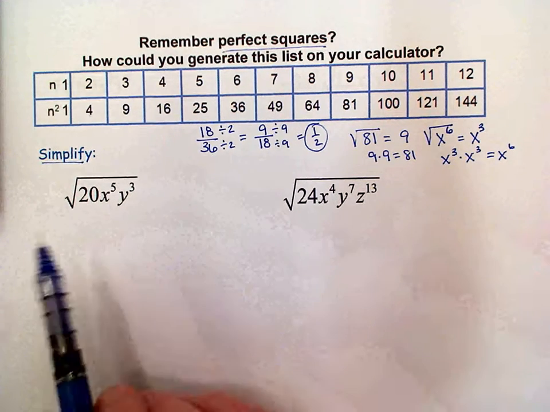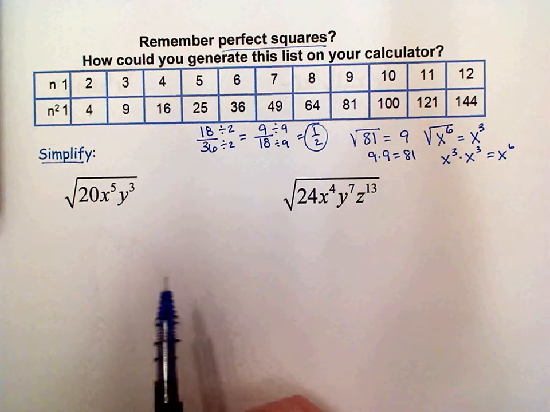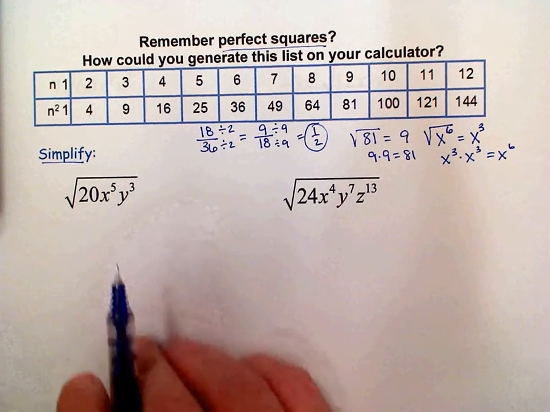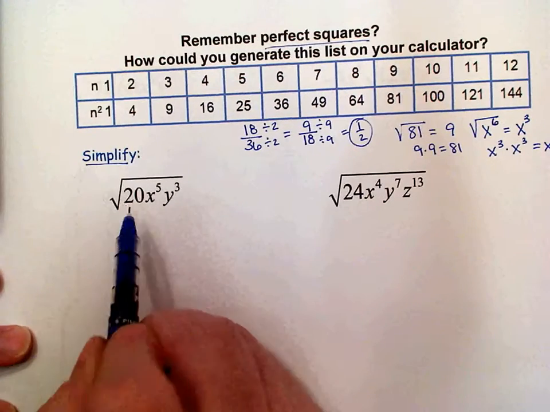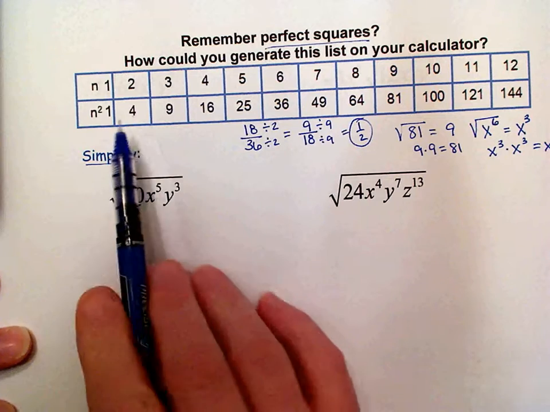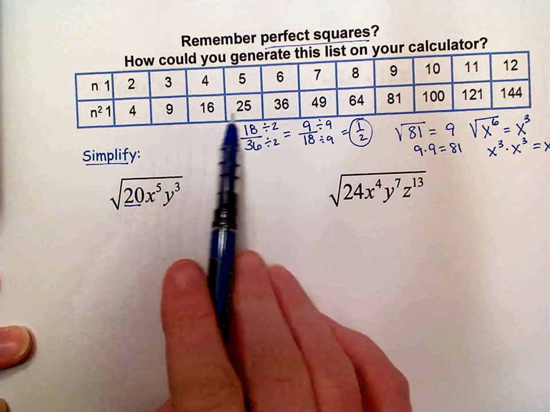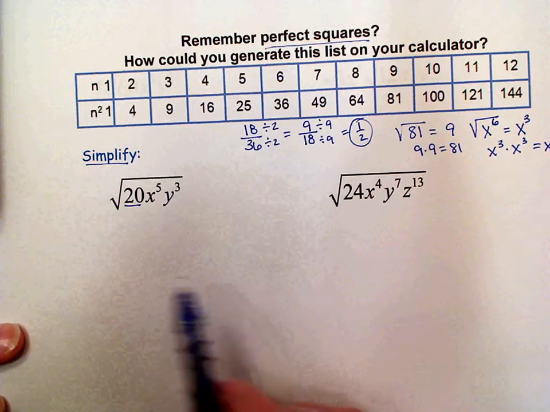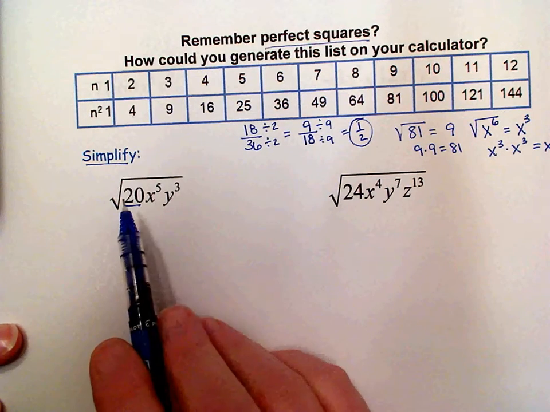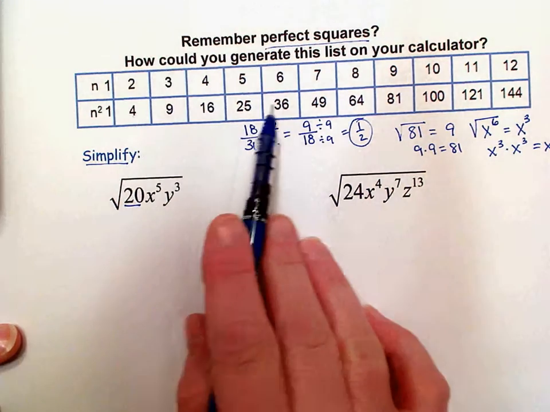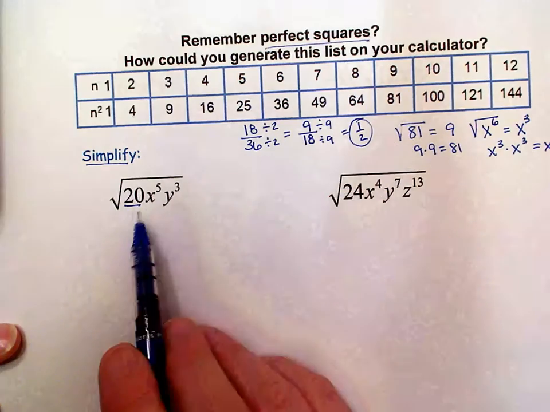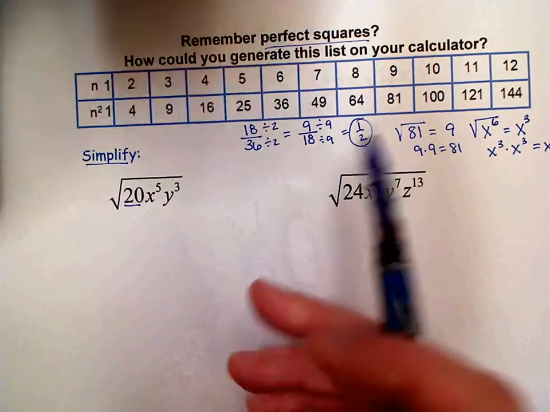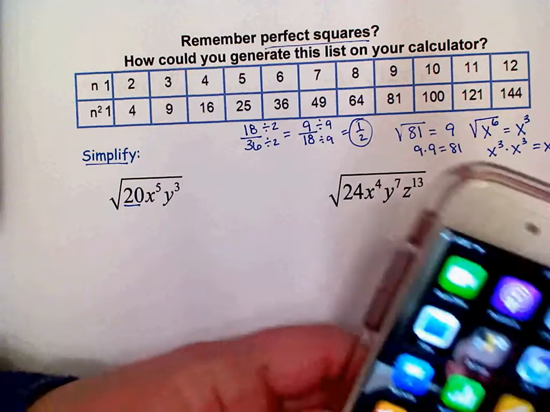When you are given a radical, you want to get it into its most simple form. With the number, you're going to look and see if it's a perfect square. Well, 20 is not one of our perfect squares. So I want to break down 20 into two numbers that multiply to get 20, but one of them needs to be one of these perfect square numbers. If you don't know what numbers multiply to get 20, you can use your graphing calculator to help you.